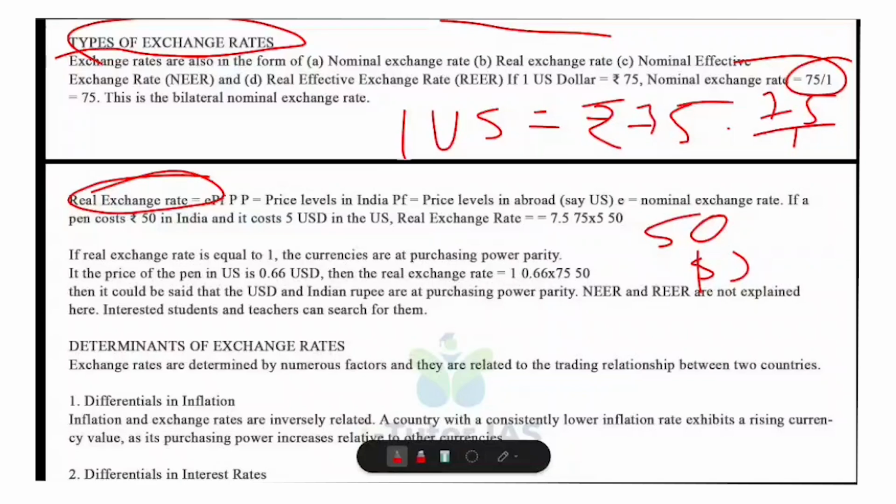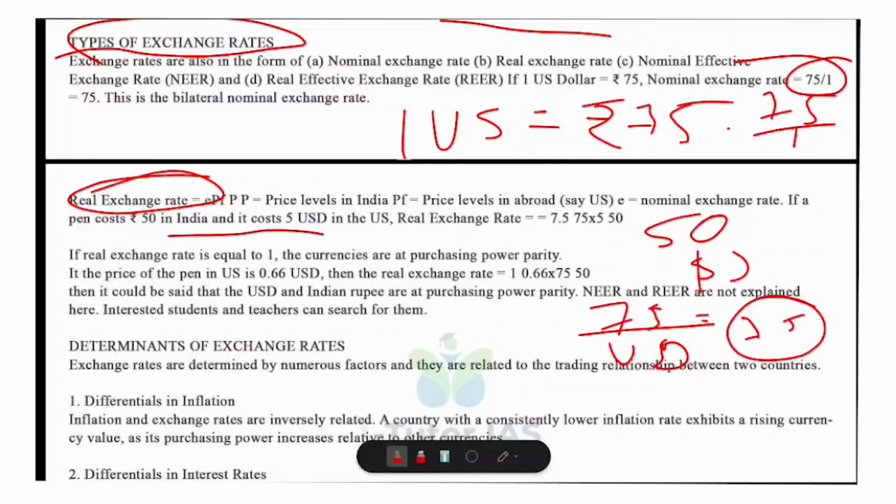So what is the nominal exchange rate here? 75 per US dollar, and the real exchange rate is 7.5, that is 75 into 5 by 50. So if RER is equal to 1, the currencies are at purchasing power parity. So that is PPP. If RER is greater than 1, domestic goods are relatively cheaper, and if RER is less than 1, domestic goods are relatively expensive.